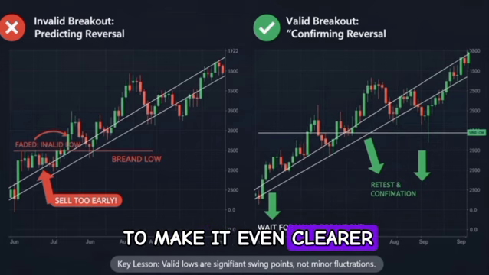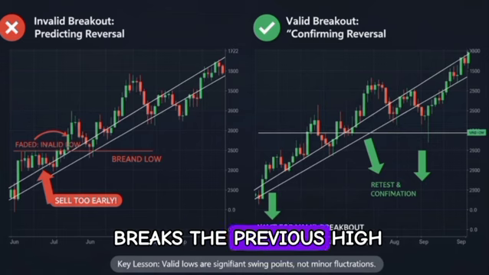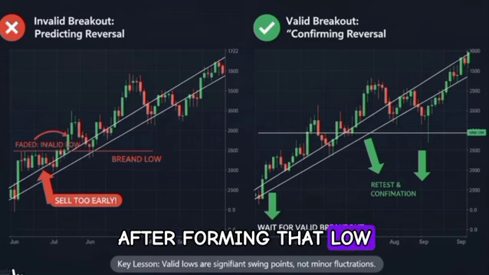To make it even clearer, a low is considered valid only when price breaks the previous high after forming that low.